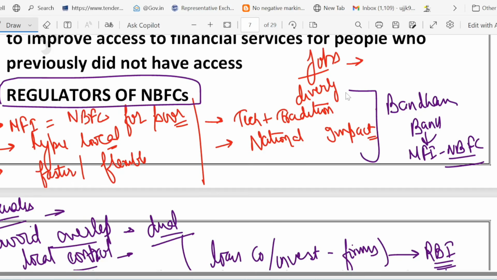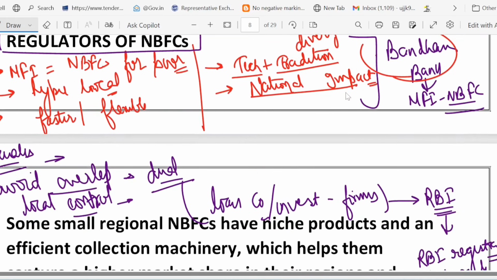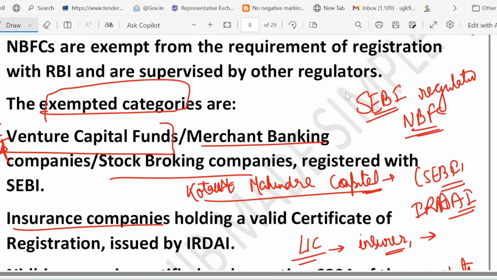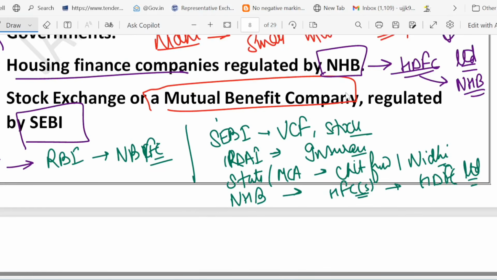And now, how is NBFC helping the economy? They offer jobs, right? Technology first edition. Nationally they have impacted. An example is Bandhan Bank, which is a kind of NBFC, an MFI NBFC, right? So we talked about, in the next slide, RBI, who regulates NBFC.